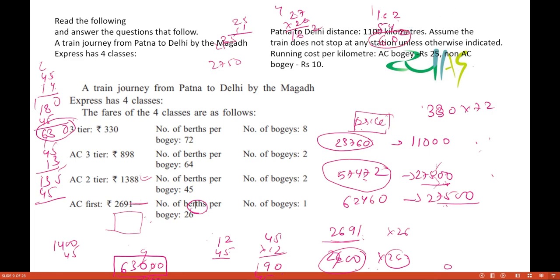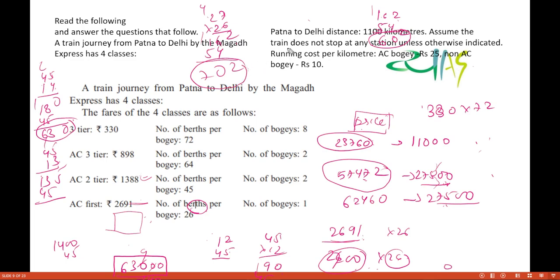Okay, I hope this calculation is correct. Let's just do it once more. So you have 27 into 26. So 7 sixes are 42, 2 sixes are 12, 12 plus 4 is 16, and this is 54. Okay, so this will be 702. 702 you are getting.